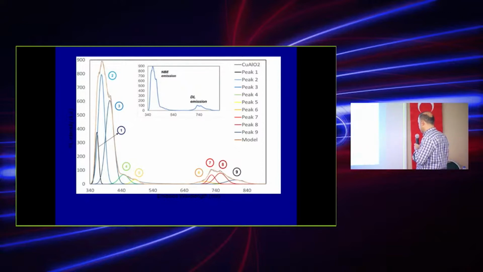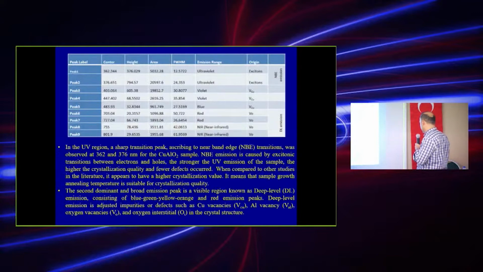vacancies. This is our PL measurement. We have 1 to 9 peaks. These are emphasizing different results here. Here in the table we show the oxygen vacancies, and the other one shows copper vacancies.